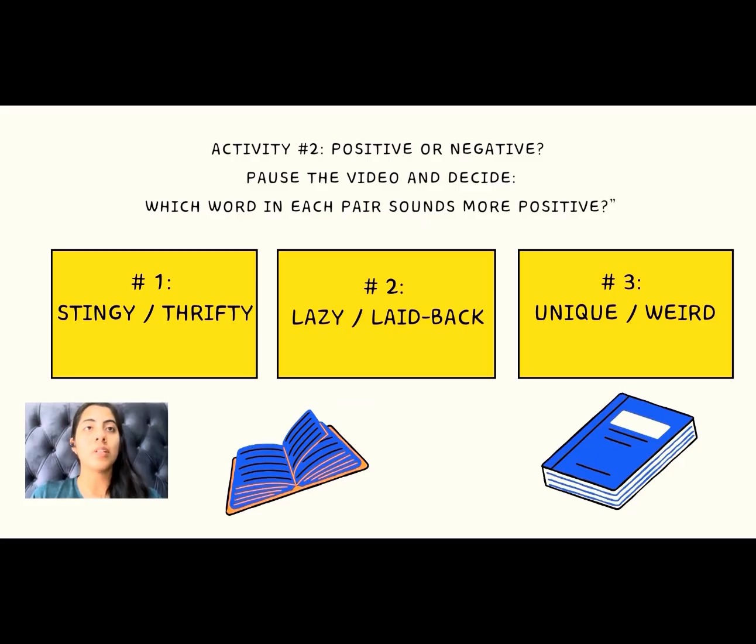Now we have activity number 2, positive or negative. And now it's your turn. You're gonna pause the video once again and you're gonna decide which word in each pair sounds more positive. We have 3 groups. Number 1, stingy, thrifty. Number 2, lazy, laid back. Number 3, unique and weird. So the idea is that you pause the video and whenever you're ready, you're gonna continue and you'll see the explanation.